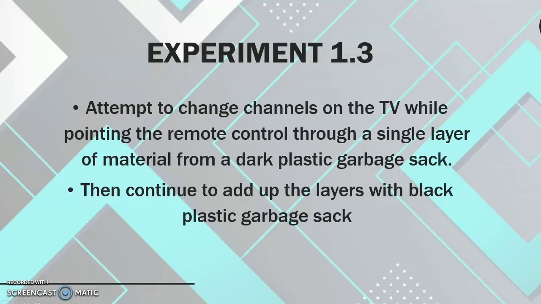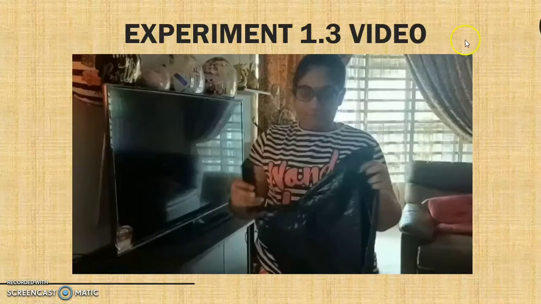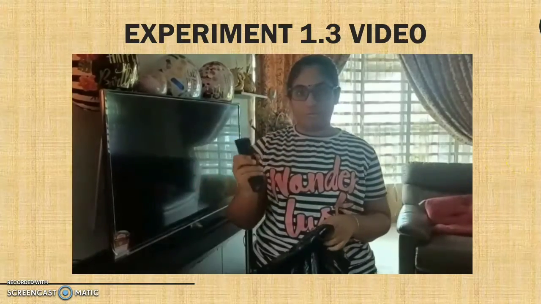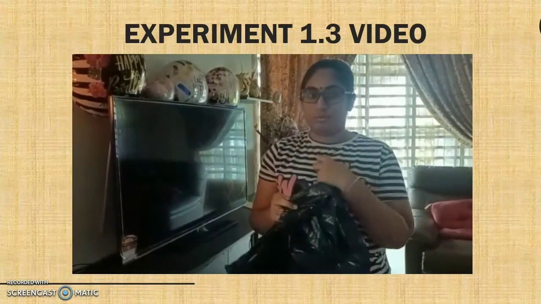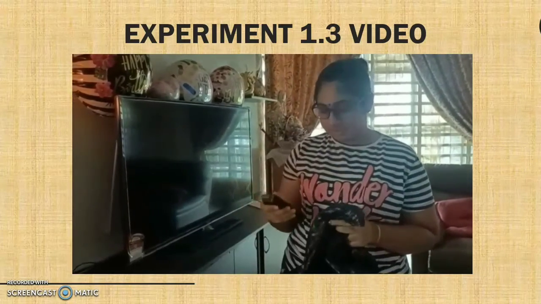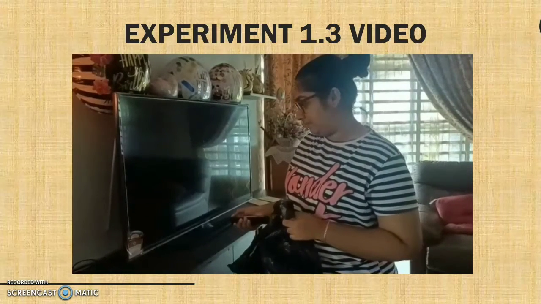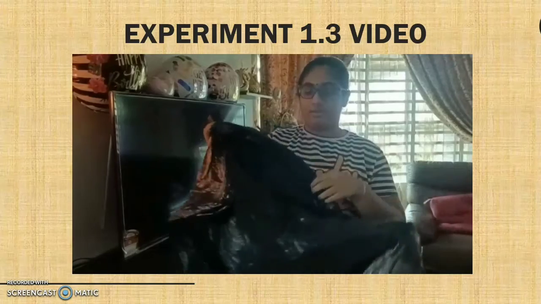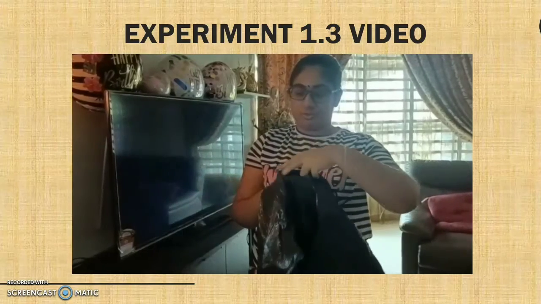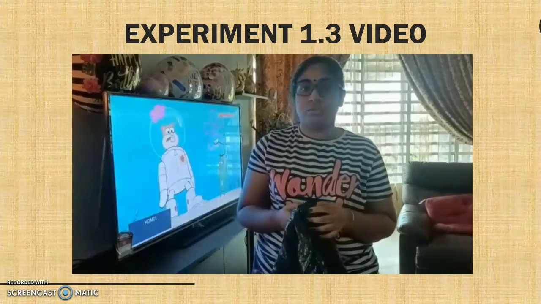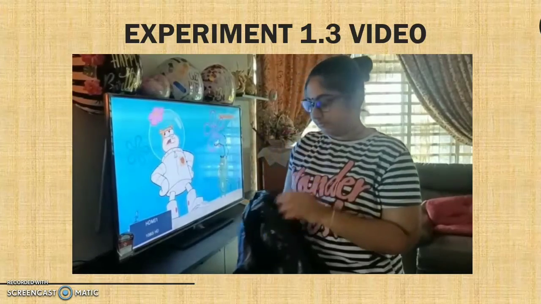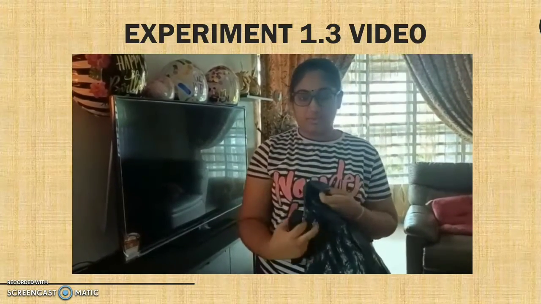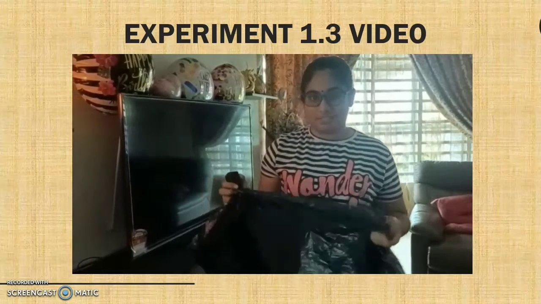Next, we have experiment 1.3. For this experiment, we are using a black garbage bag and a remote control. First, without blocking the remote control, I'm going to try to turn on the television. And the television is turned on. Next, I'm going to use this garbage bag to cover the top of the remote control and try to turn off the television. The television is turned off. This is because infrared rays can pass through black plastic bags.